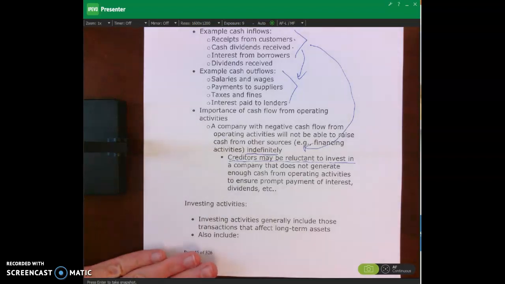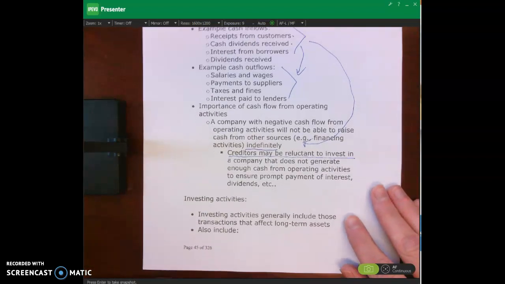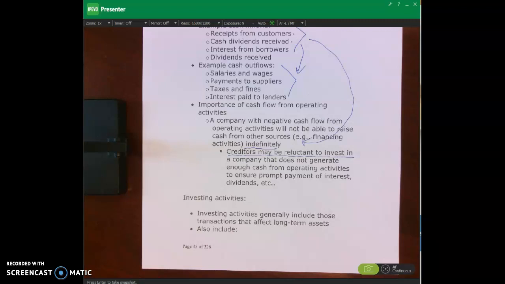Hello and welcome. In this lecture video, I'll be talking about investing activities and financing activities. These are two of the other sections of the statement of cash flows. Remember, the first section is the operating activities, and we talked about that in the first lecture video.